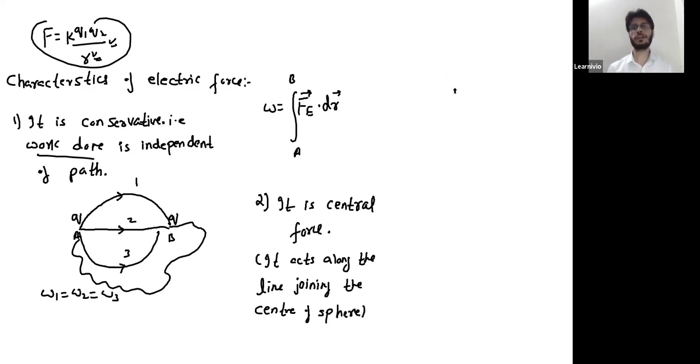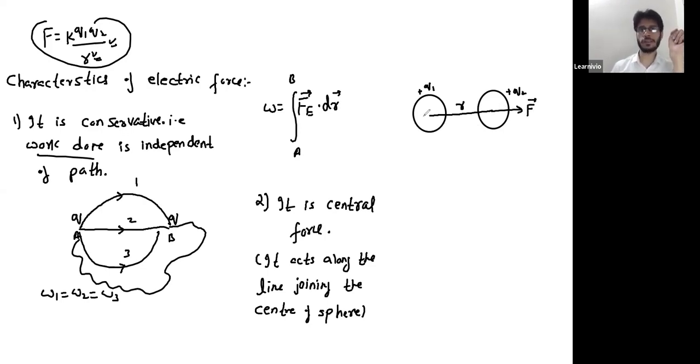This is center to center force. If you have two charged spheres, sphere number 1 and sphere number 2, with charges plus Q1 and plus Q2, and center to center separation is R, then this electric force will act along the line joining their centers. The electric force will act along the line joining the centers of these spheres. So these types of forces are known as central forces.